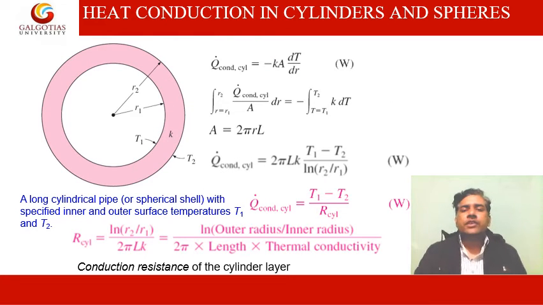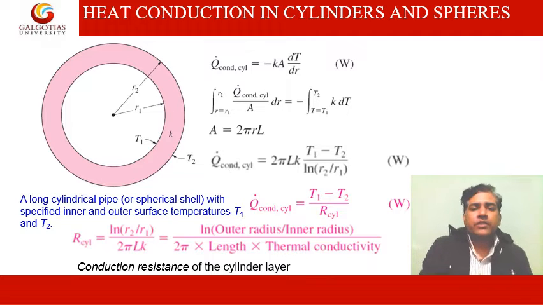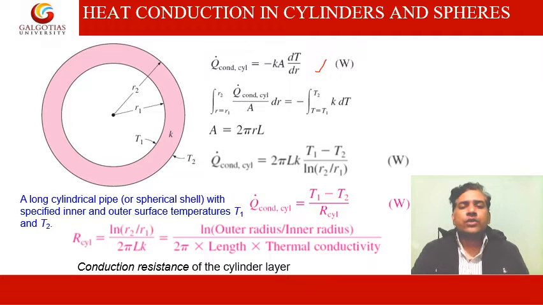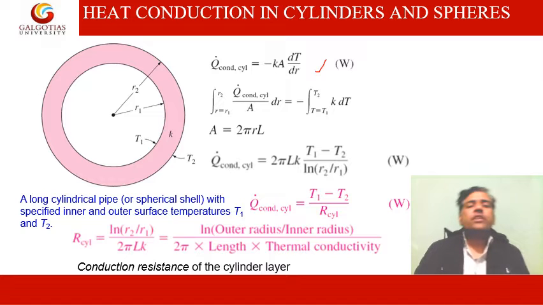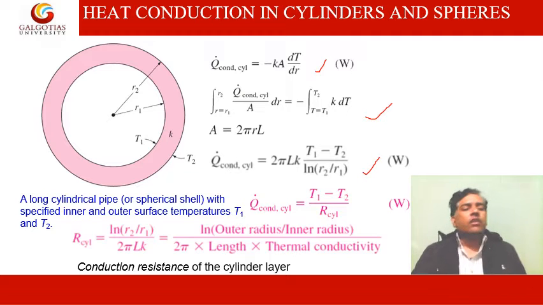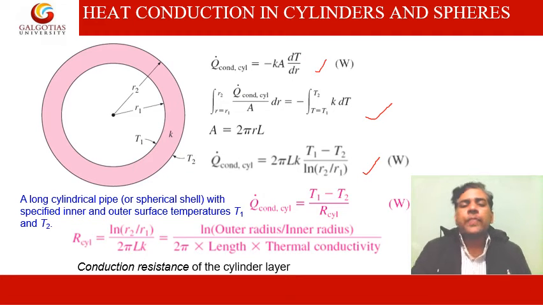Then the heat conduction in the cylinder and sphere, we have derived this equation for one dimension, q equal to minus kA dT over dr, and we have derived this equation in the differential form. Okay, so if we integrate this equation from r1 to r2, as you see from the figure, we will get this equation. This is the equation that we will get after integrating. Okay, so heat conduction equals 2 pi L k (T1 minus T2) upon ln(R2 upon R1).